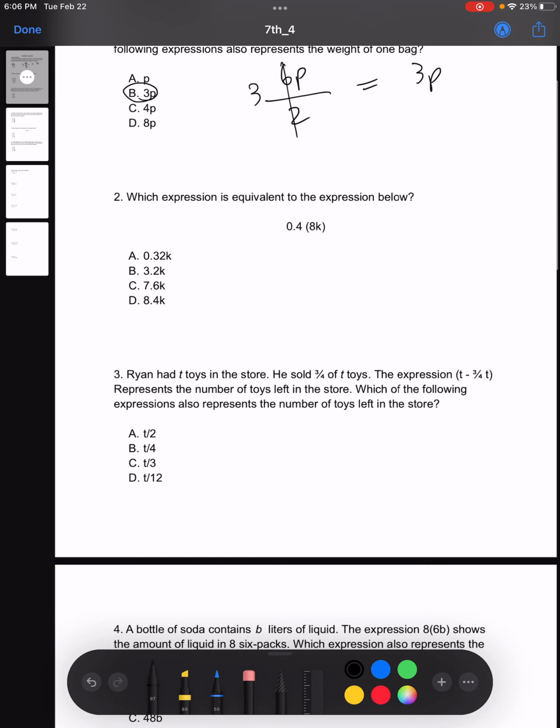Let's move on to number 2. Which expression is equivalent to the expression below? We have 0.4 multiplied by 8k.